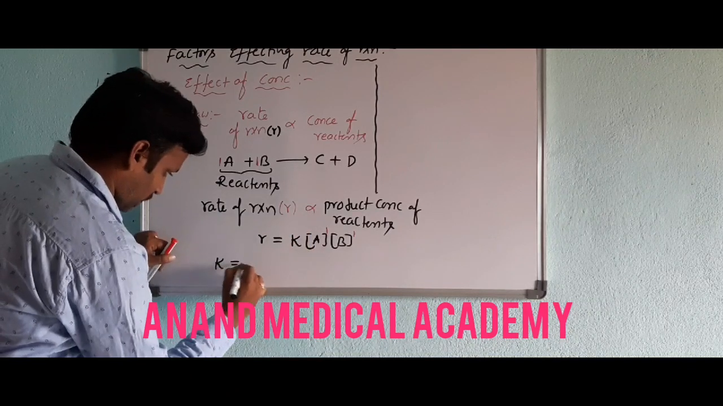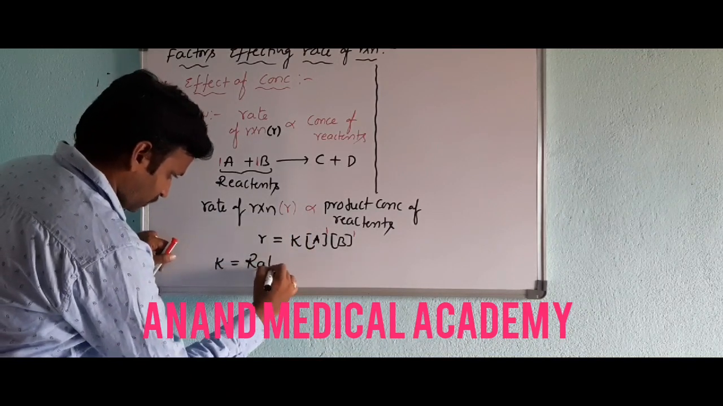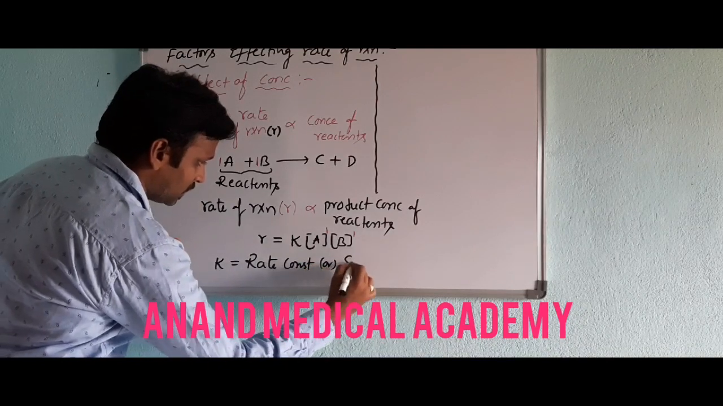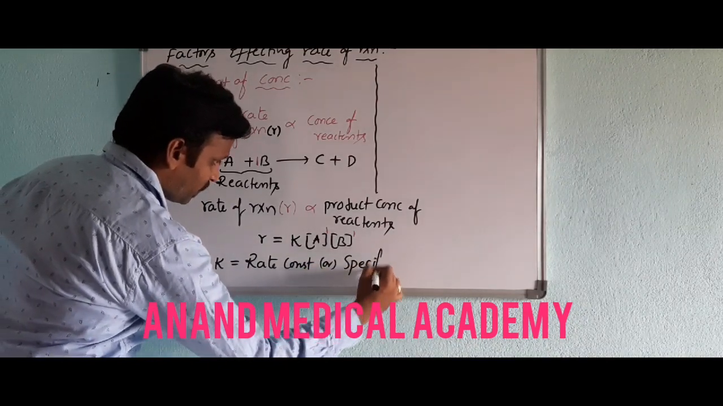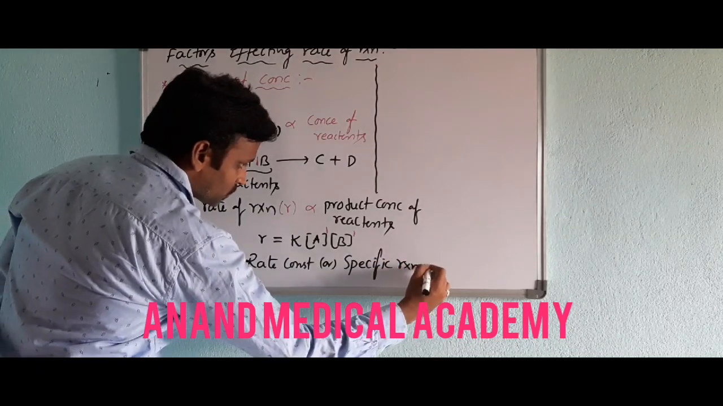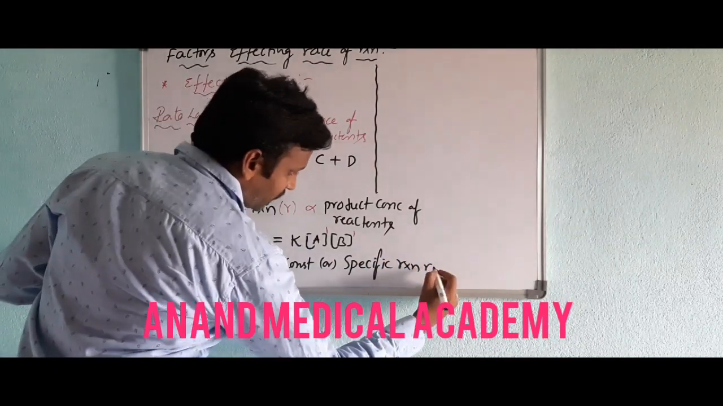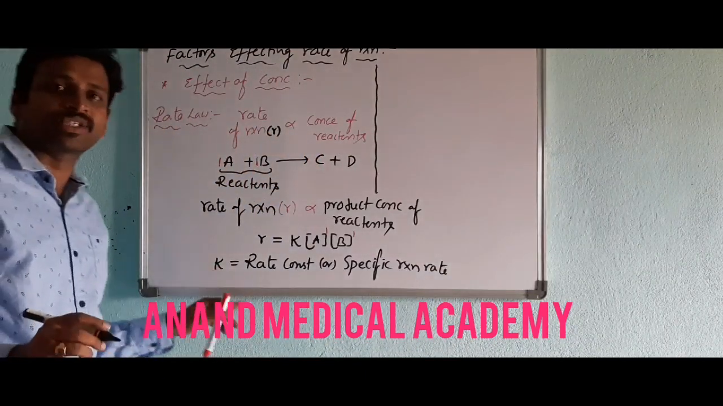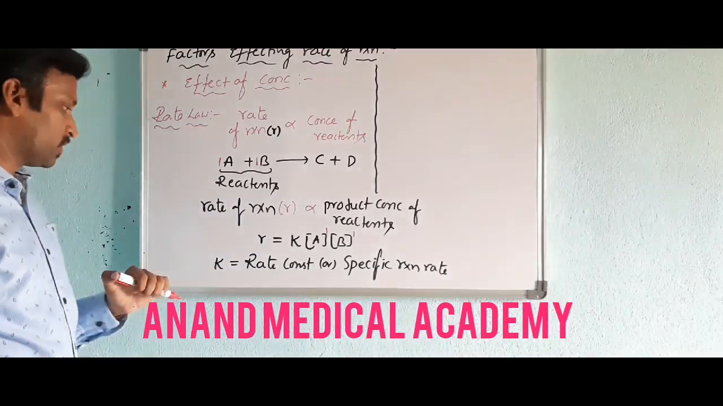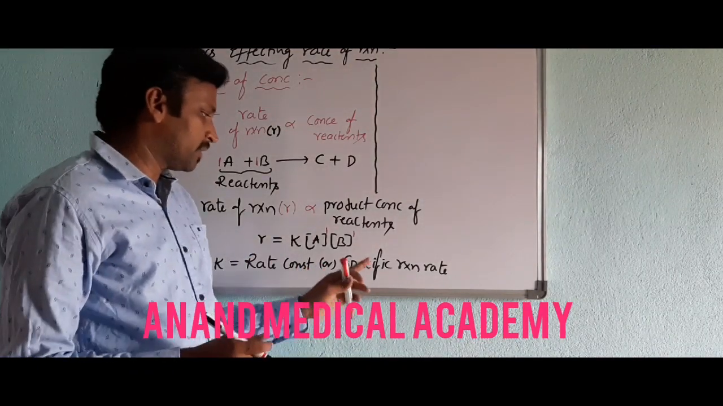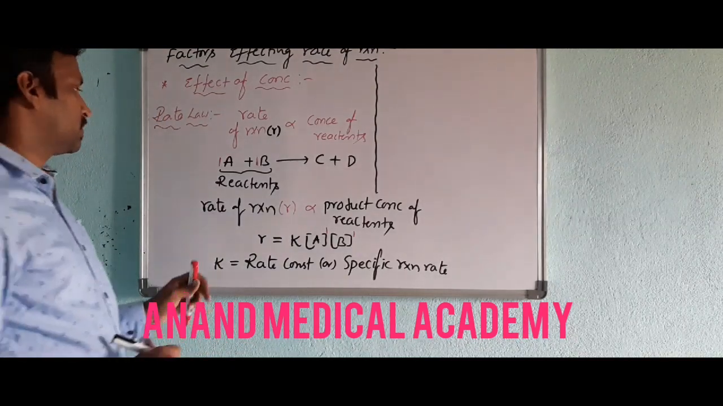K is a proportionality constant, or rate constant, or specific rate, or specific reaction rate. It is very important, and the units of K are also very important for us. And what exactly does K mean? Rate constant, or specific reaction rate.